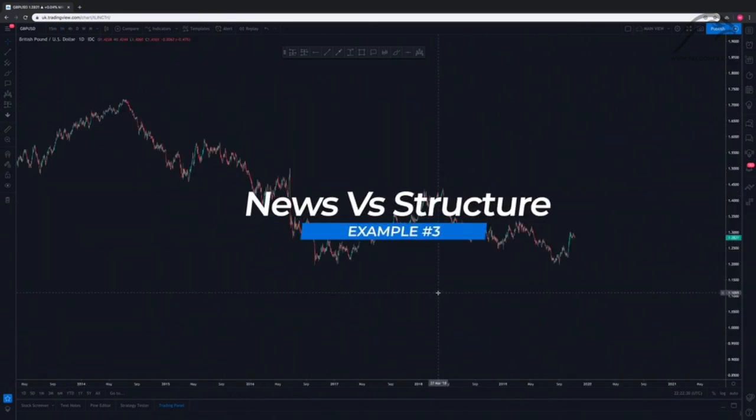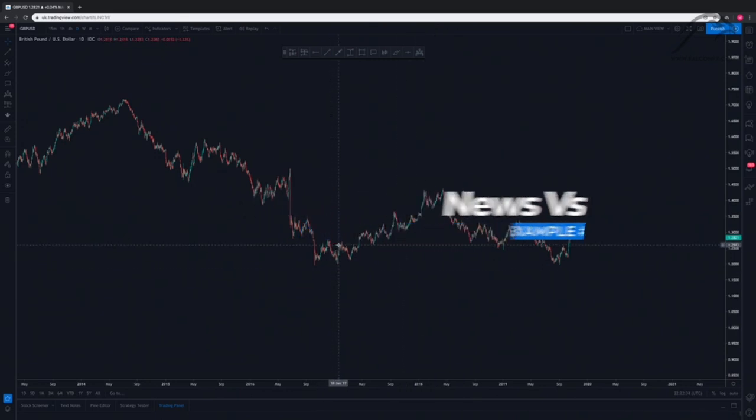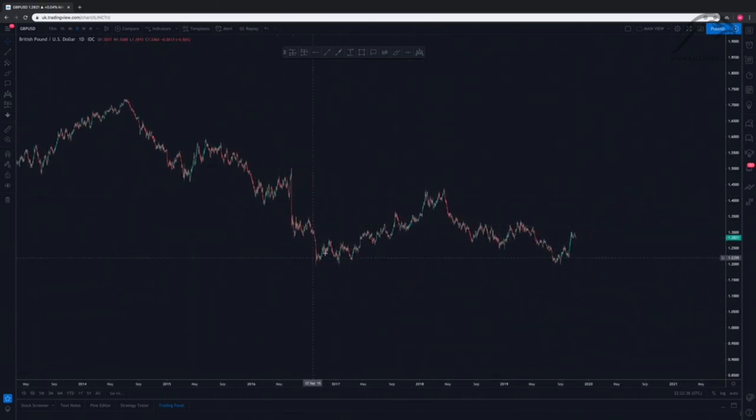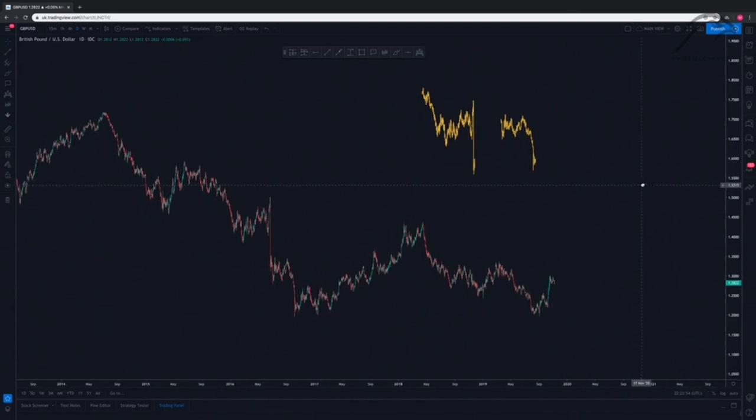So now as we look at the last piece, which is pound dollar, I want to bring your attention to Brexit, but firstly, I just want to show you a bit of price action here. If we take this bit of price here, and we also take this bit of price, what is different with them? Let's take a look at that.